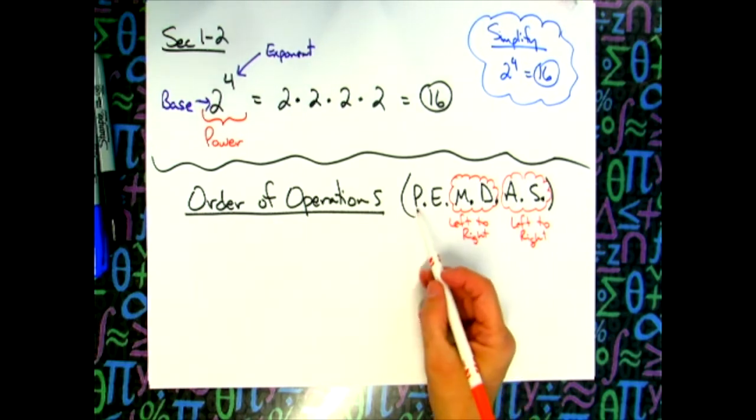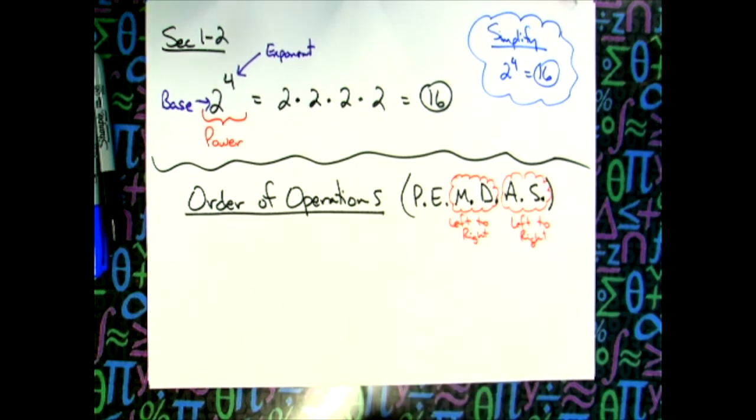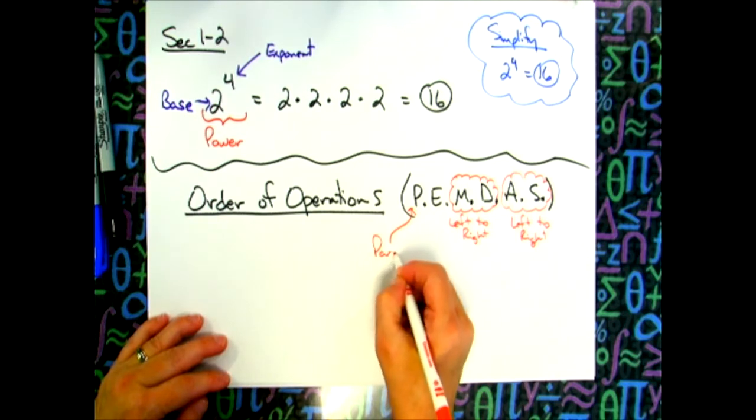Parentheses is what the P stands for. The E stands for exponents. So we'll put parentheses here.